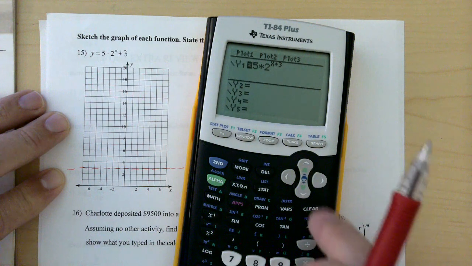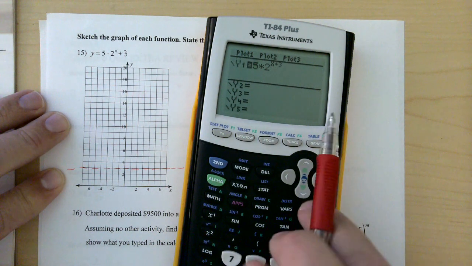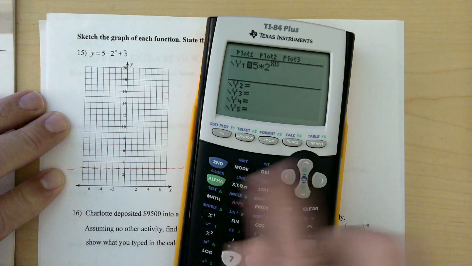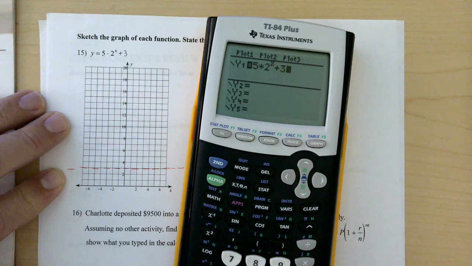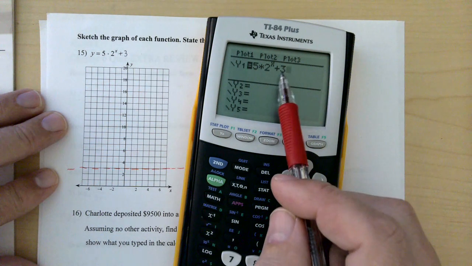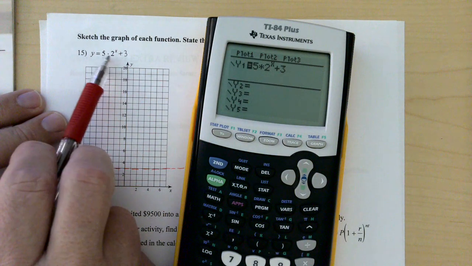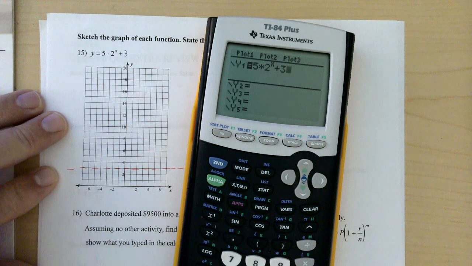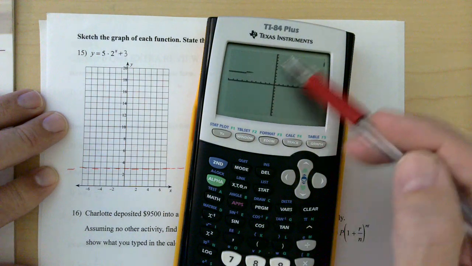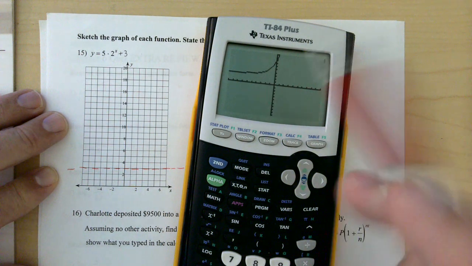Oh, I forgot to, I knew it wasn't going to be a shift. I forgot to push away. So 5 times 2 raised to the x and then push away, because it shouldn't be a shift to the left. So my mistake for not moving. So just make sure you type in exactly how you see your problem. Okay, so now when I hit graph, now I'm going to see all the points are above 3.